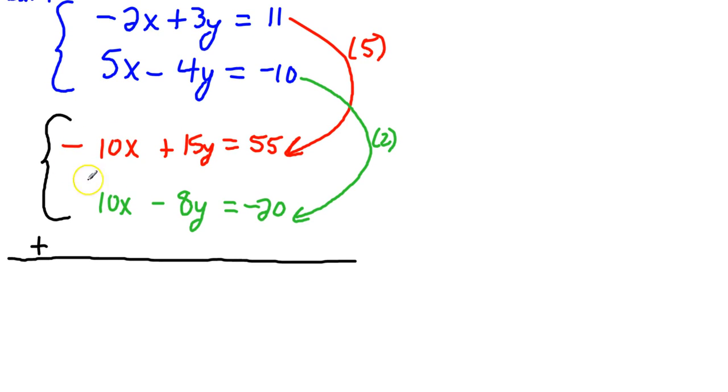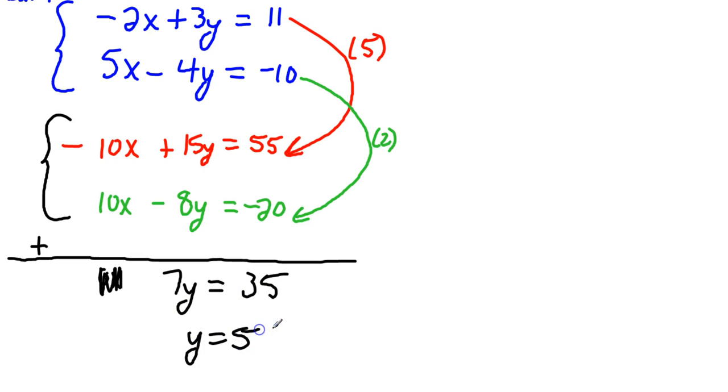Okay, so now you've got negative 10, positive 10. That goes to 0x. That's what we want. That one's gone. 15 minus 8 is 7y. 55 minus 20 is 35. Divide those two. You get y equals 5.